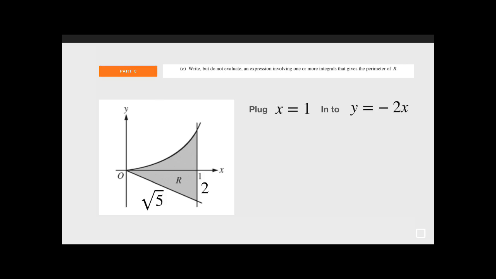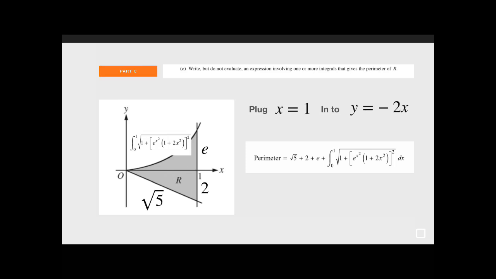And if you plug in x equals 1 into y equals x times e to the x squared, you will get the value of e, which is another part of the perimeter of R. And for the last part of the perimeter of R, we just need the integral from 0 to 1 of the square root of 1 plus (e to the x squared times (1 plus 2x squared)) squared. And for the perimeter of R, you just need to add them all up to get the answer.